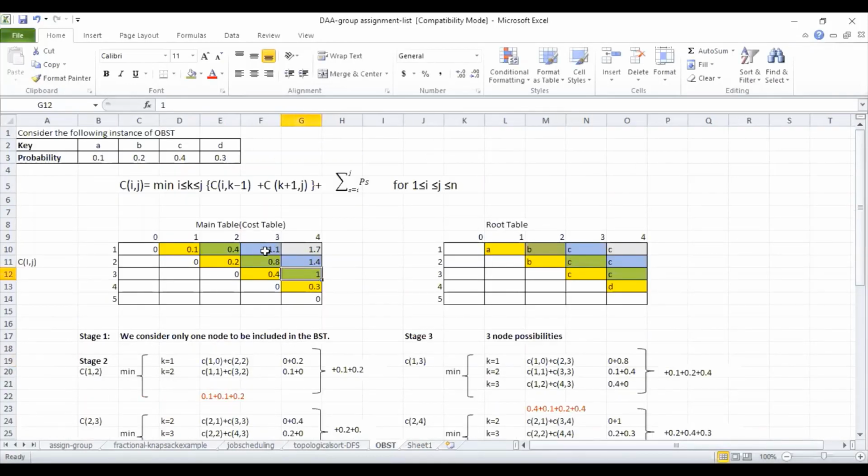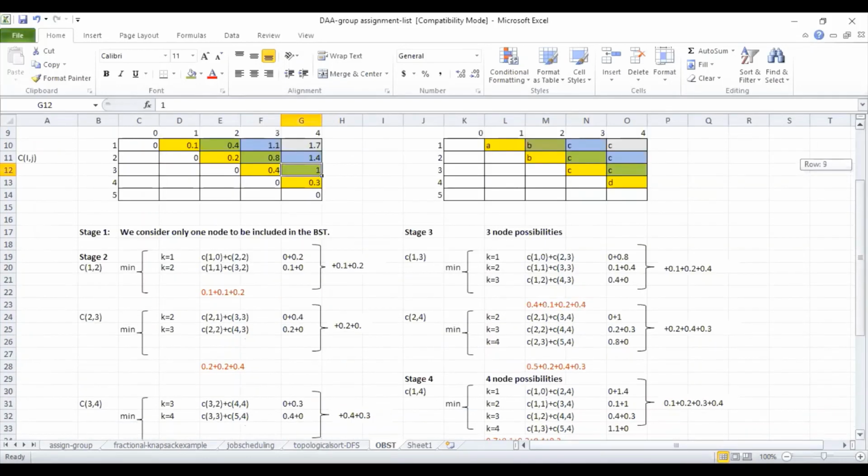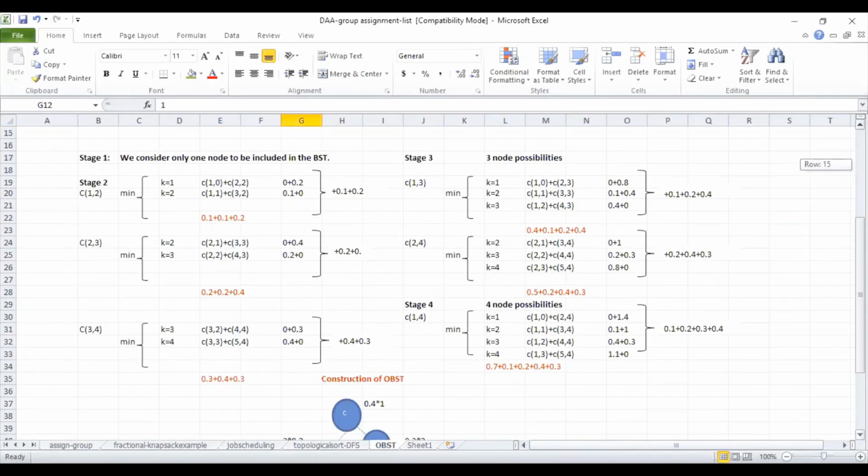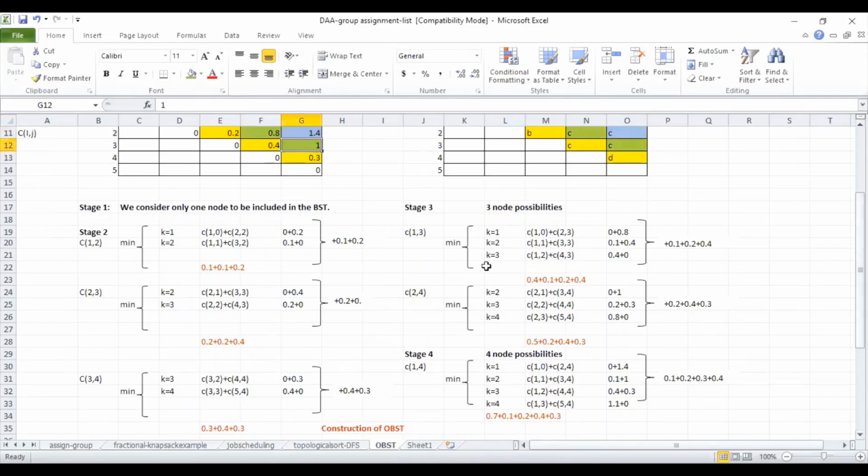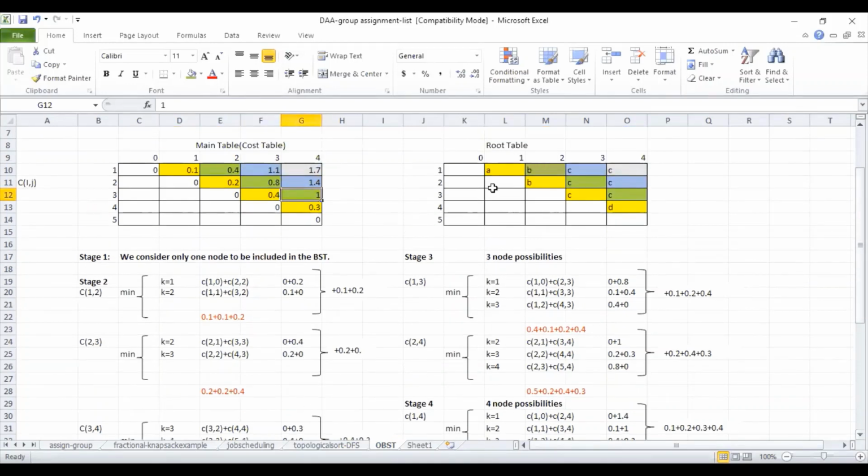So this entry is 1.1 as shown here in the diagram or the depiction below. Please have a look here. The 3 node possibilities C(1,3). We have considered the cases 1, 2, 3, and the final value would sum up to 1.1, which is the optimal cost. This is entry 1, 3.